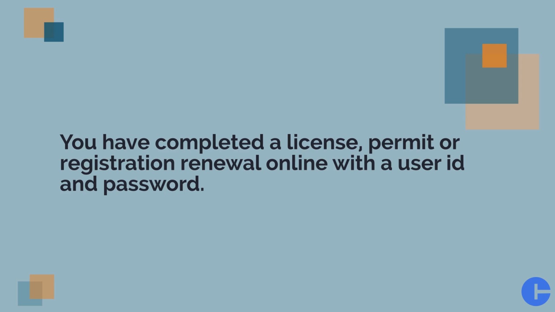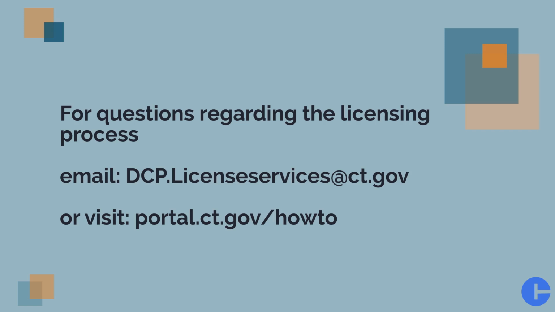You have now completed a license, permit or registration renewal online, with a user ID and password. We hope this video was helpful. For questions regarding the licensing process, email dcp.licenseservices@ct.gov or visit portal.ct.gov/howto. Thank you for watching.